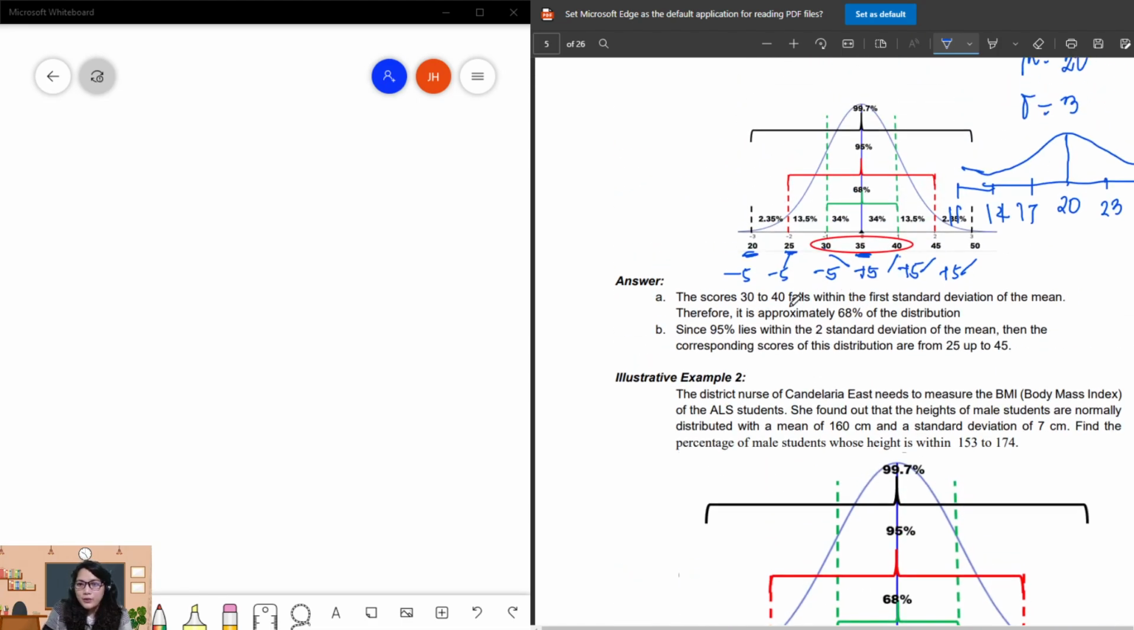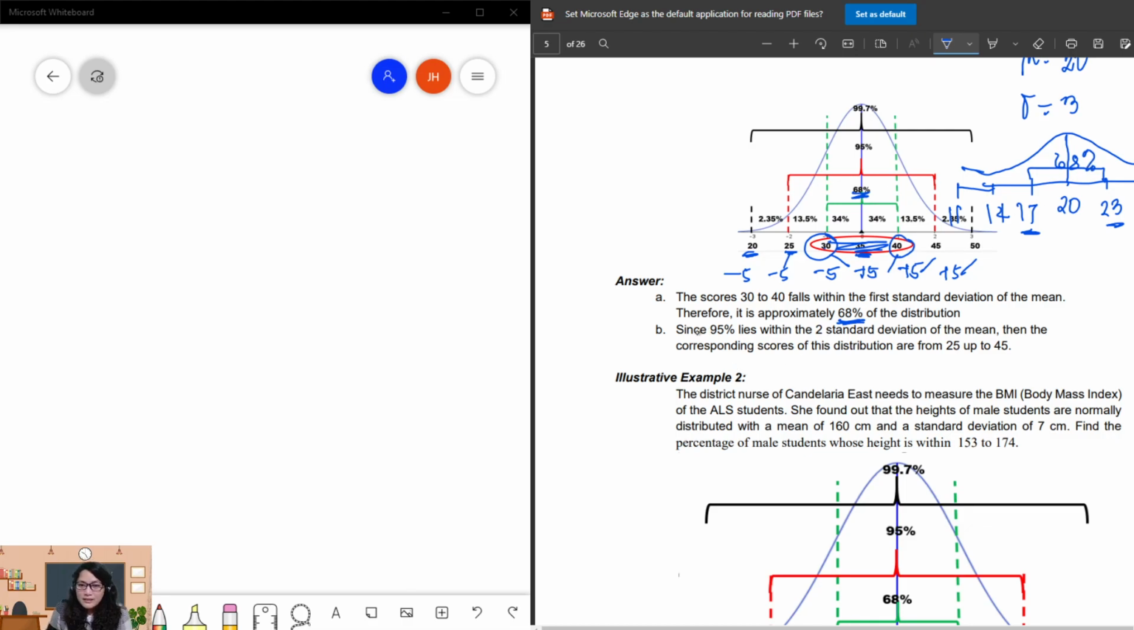So let's answer the question. The scores 30 to 40 fall between what percentage? That is 68%. That's why it is 68% here. Can you get it? How about this? What scores fall between 17 and 13? This one is also 68%.